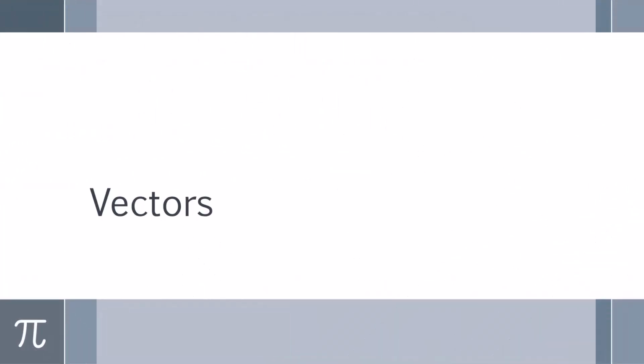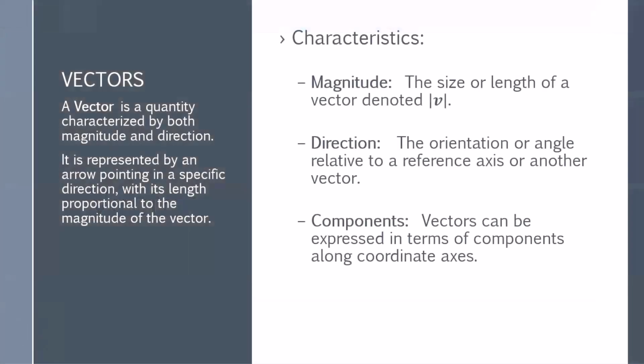Next topic is vectors. A vector is a quantity characterized by both magnitude and direction. It's represented by an arrow pointing in a specific direction with its length proportional to the magnitude of the vector. So magnitude is the size or length of a vector, often denoted with vertical absolute value brackets around the vector. The direction is the orientation or angle relative to a reference axis or another vector.